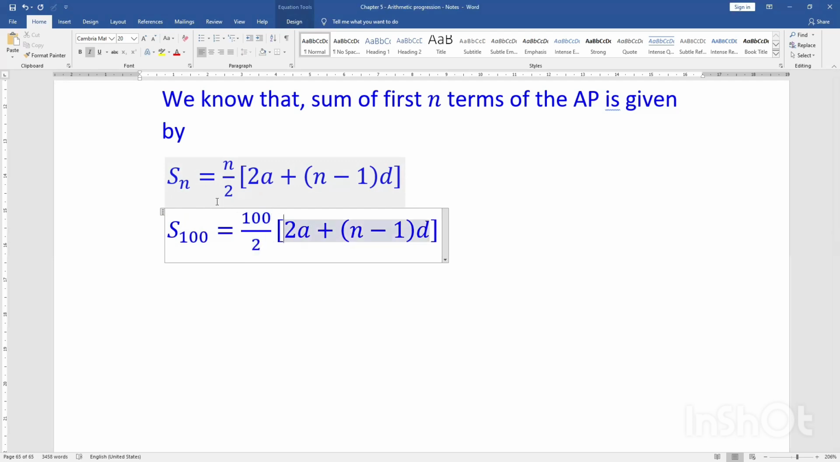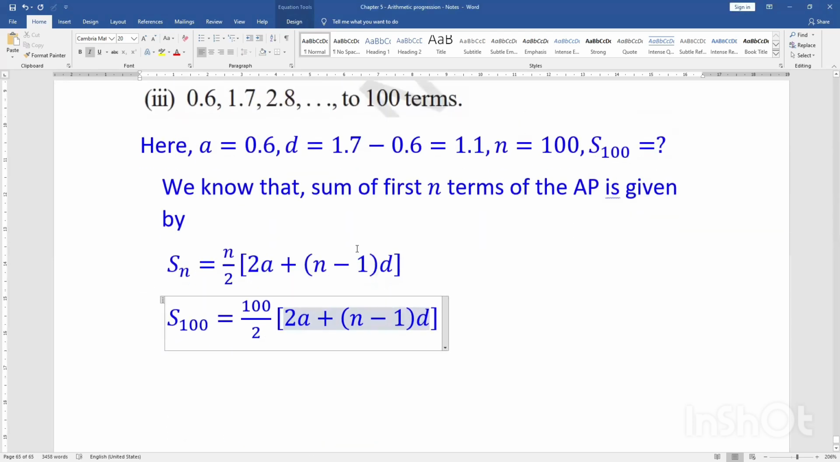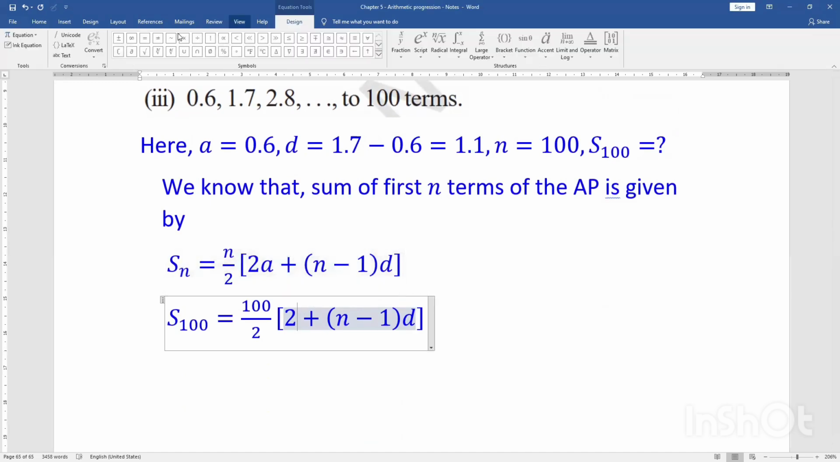And then what about A? A value is how much? So here A value is 0.6. So 2A is 2 into 0.6. And what is the N value? N you take it as 100. And what about D value? D value is 1.1.